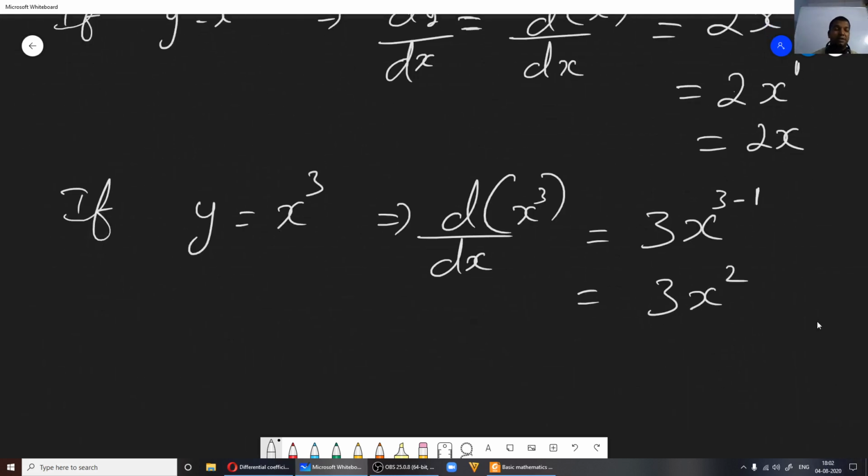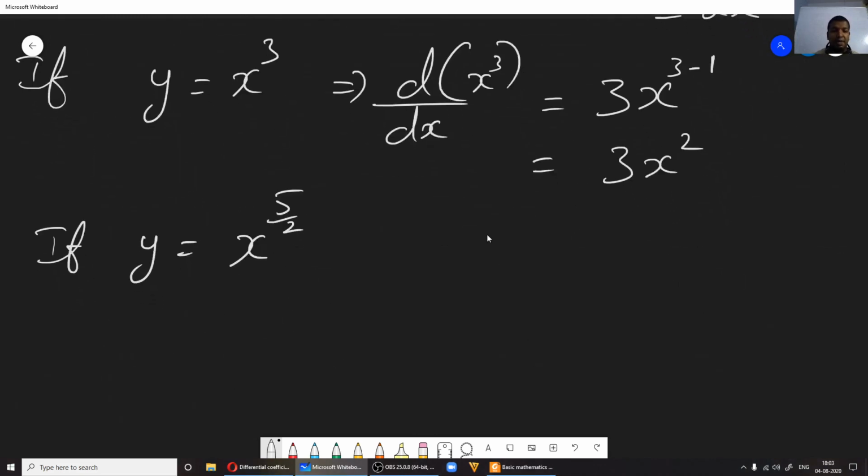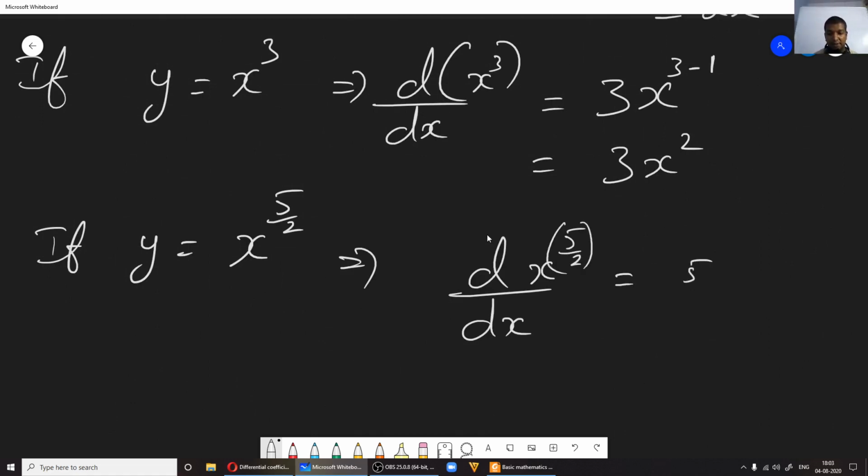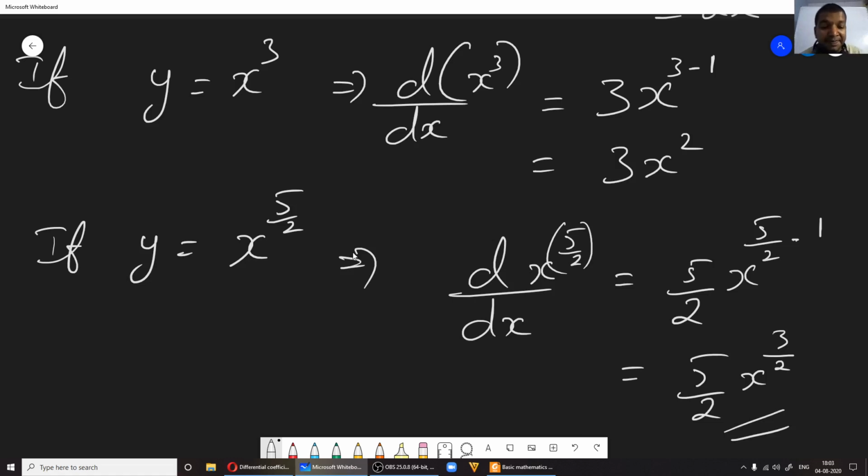Now let us take a fractional value. It can be negative also, not a problem. So if y is equal to say x power 5 by 2, I'm just picking up some random values here. So d by dx of x power 5 by 2 will be equal to, now treat this 5 by 2 as n, so 5 by 2 x power 5 by 2 minus 1. So 5 by 2 x power 5 by 2 minus 1, which is 3 by 2. So 5 by 2 x power 3 by 2, this is the final answer.